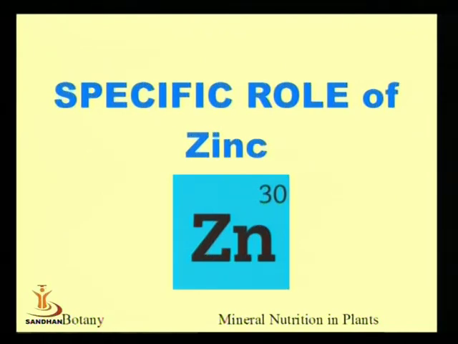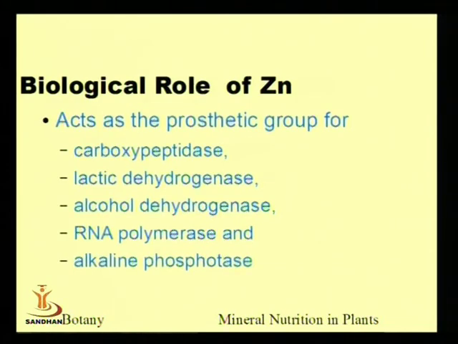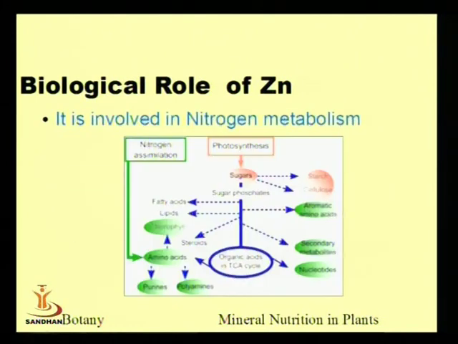Next we are moving toward zinc. Now this zinc has a biological role as a prosthetic group for so many enzymes. It is associated with carboxypeptidase enzyme, lactic dehydrogenase enzyme, alcohol dehydrogenase enzyme, RNA polymerases, alkaline phosphatase. So for enzyme activation or as a prosthetic group, it plays a very important role.